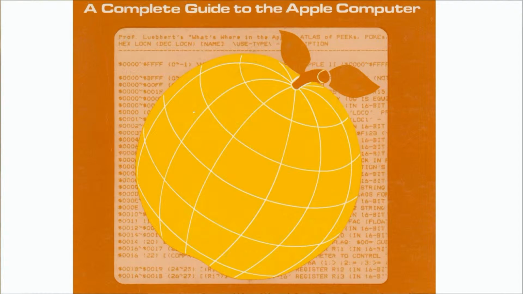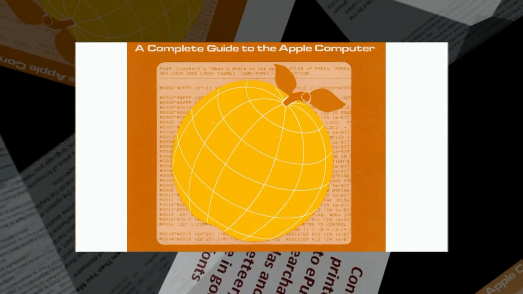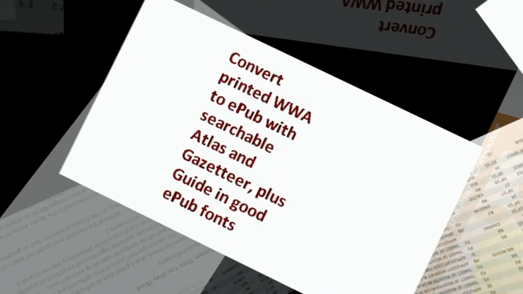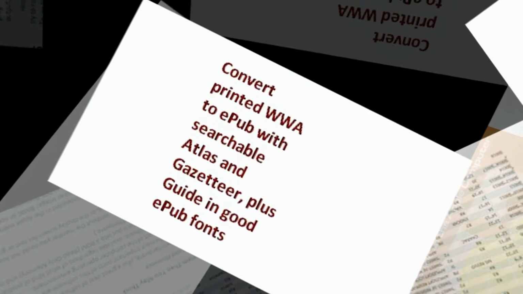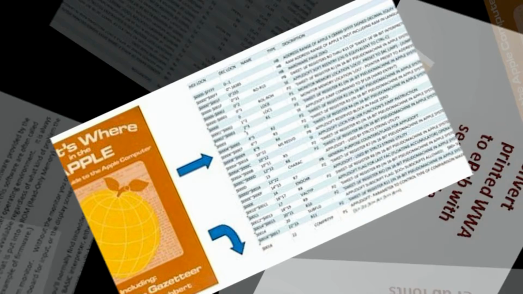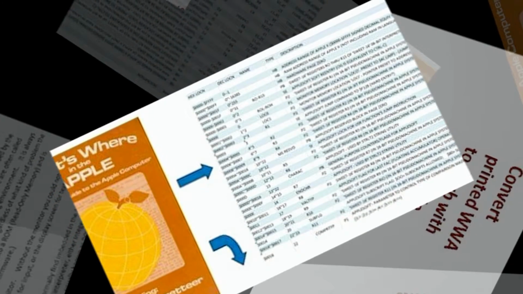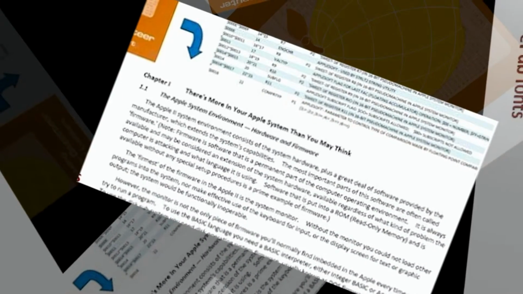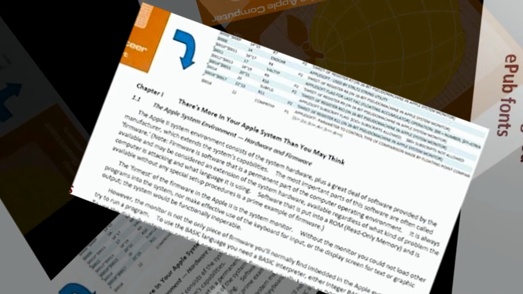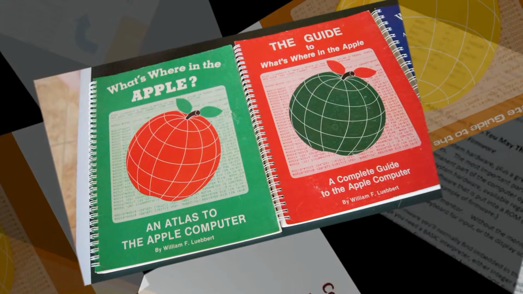Why do you need What's Where in the Apple if you're an Apple II owner? Well, it's divided into 3 sections providing you information not generally available elsewhere. The guide is 150 pages with 20 chapters devoted to such things as peeks, pokes, call, BASIC, the AppleSoft BASIC interpreter, machine language, and all sorts of other programming details.